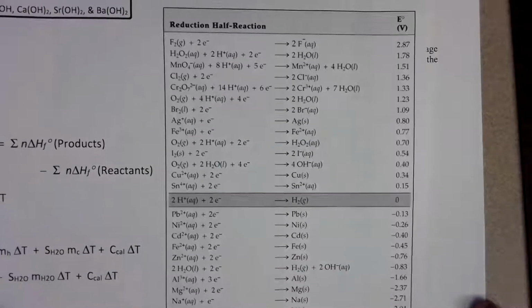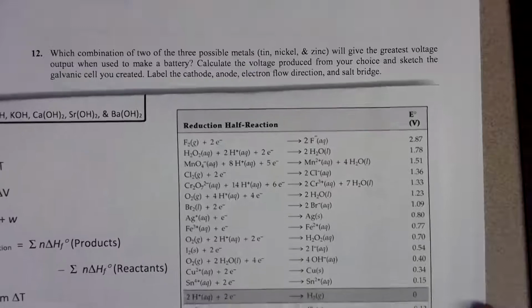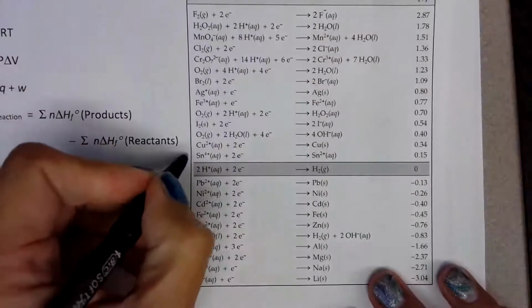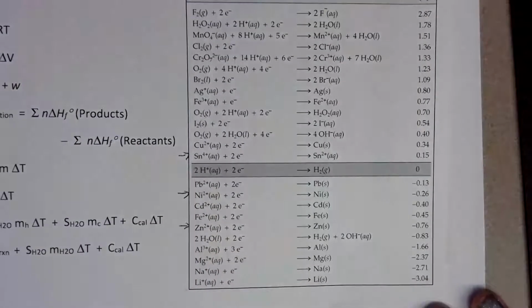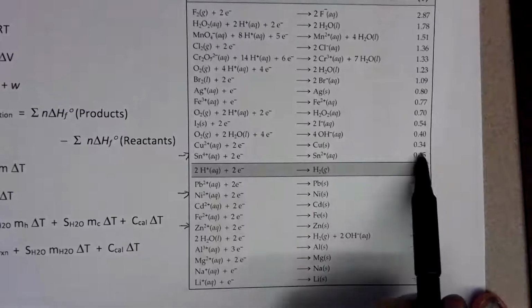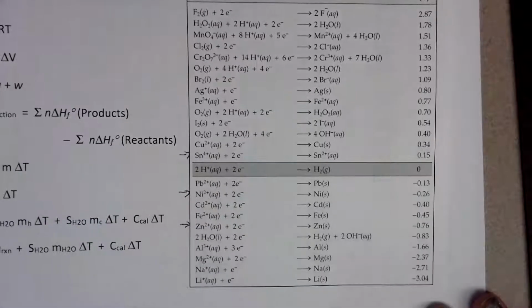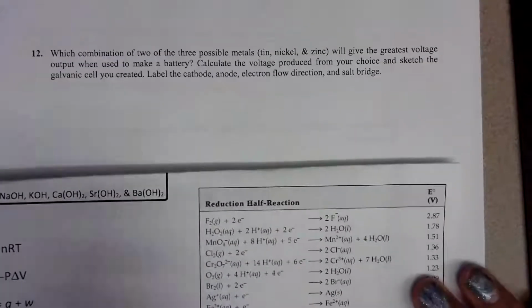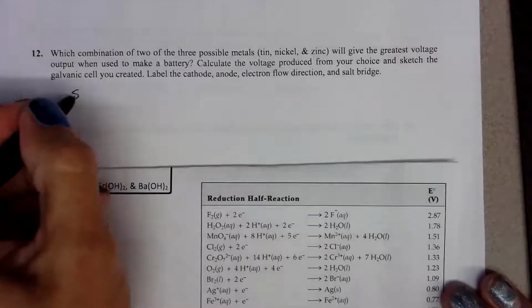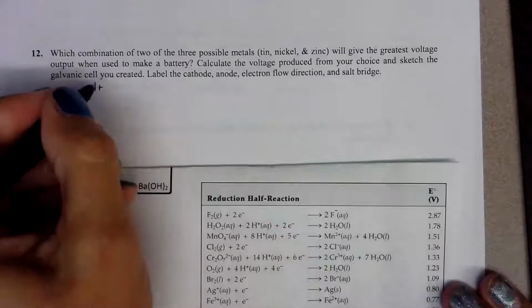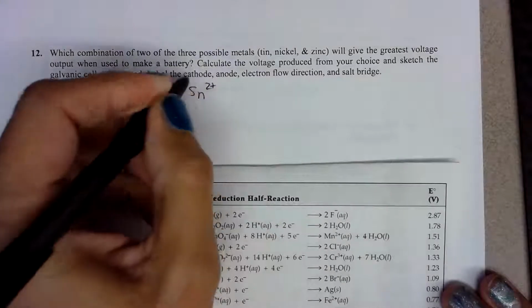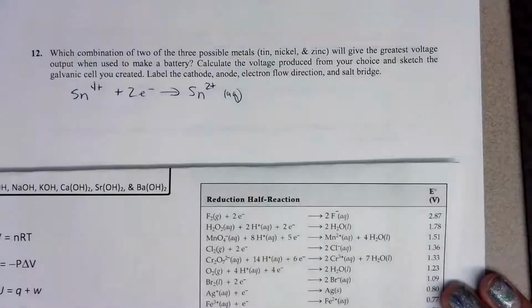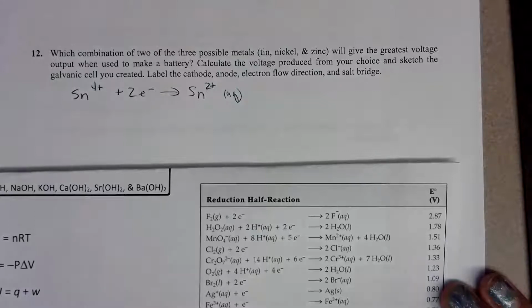So let's consider the metals that are in our problem: tin, nickel, and zinc. Here's tin, here's nickel, and here's zinc. The one that we want going in the forward direction is the one closest to the top of the table. So that would be tin, and that would go in the direction that it's written. Interestingly, the reaction on here is just the conversion of the ions. It doesn't go all the way to the metal, just to a different oxidation state of the ion. So I assume that going all the way to the metal would actually be even bigger.